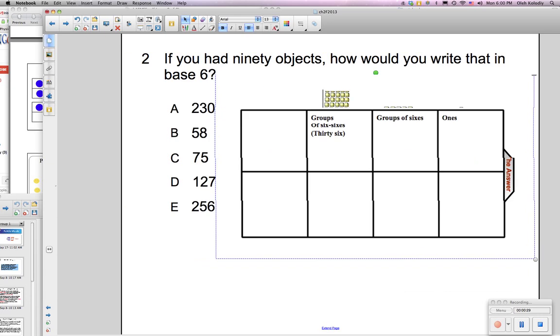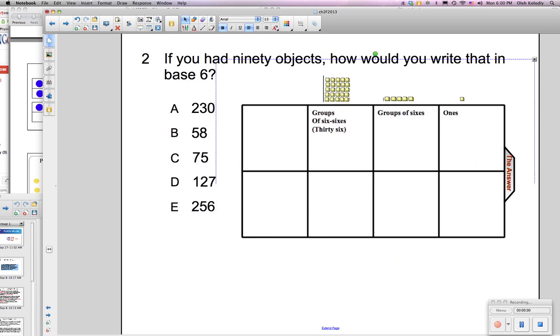So if you had 90 objects, first of all, how many groups of 36 can you make out of that? Well, you can make 1, you can make 2, but you can't make 3. Now, if you made two groups of 36 out of 90 objects, how many would you have left over? Now, 2 times 36 is 72, so you'd have 18 left over. Out of the 18, how many groups of 6s can you make? 3, and there'll be none left over. So, how do you write 90 in base 6? You would write it as 230.